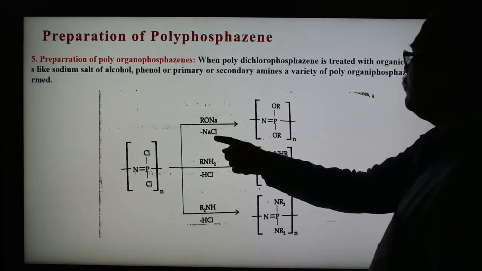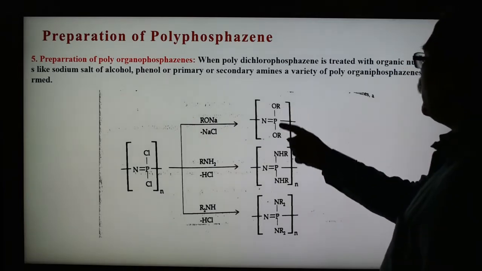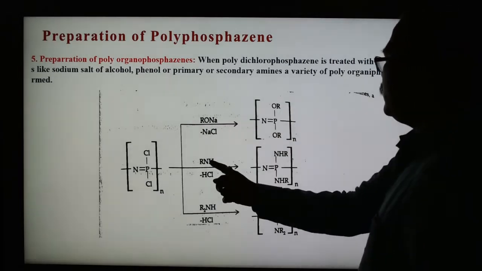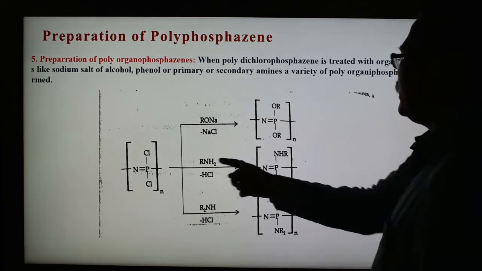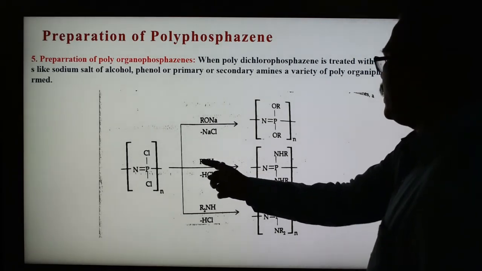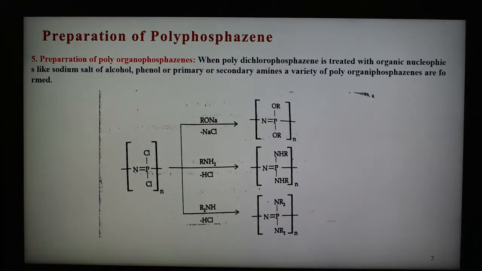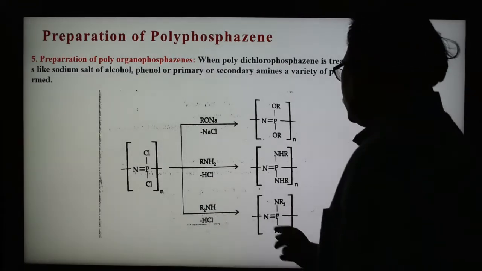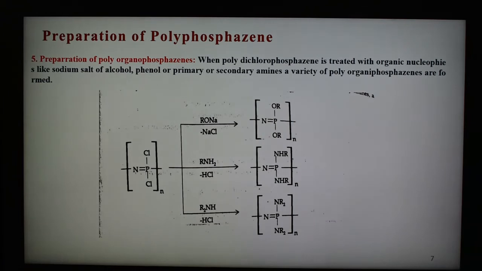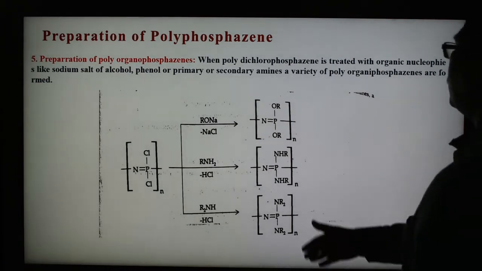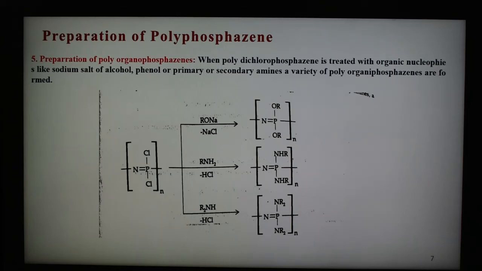There is a replacement of Cl by NaCl and OR, here NHR, so NHR is coming here, NR2. In this case HCl is removed, and after removing HCl we get different types of products. A variety of products are obtained, and they are known as organophosphazenes. So these are the 5 methods of preparation of polyphosphazenes.